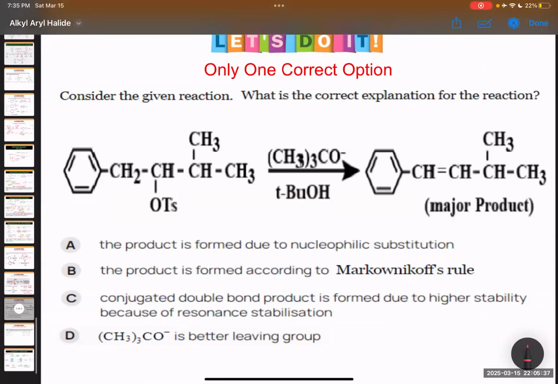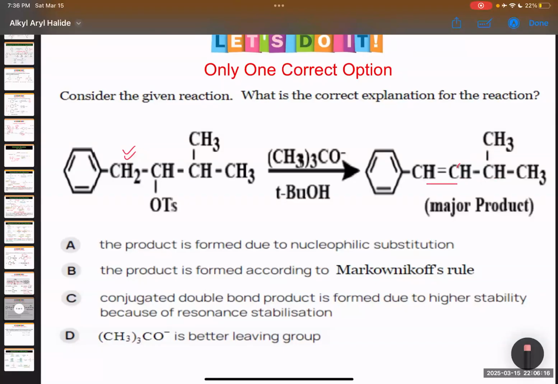So, next question. Here you have an elimination reaction, as you can see, with the double bond being formed towards the benzene side. This is the major product, but it is the less substituted alkene. The more substituted alkene would have been on the other side, but that is not forming.